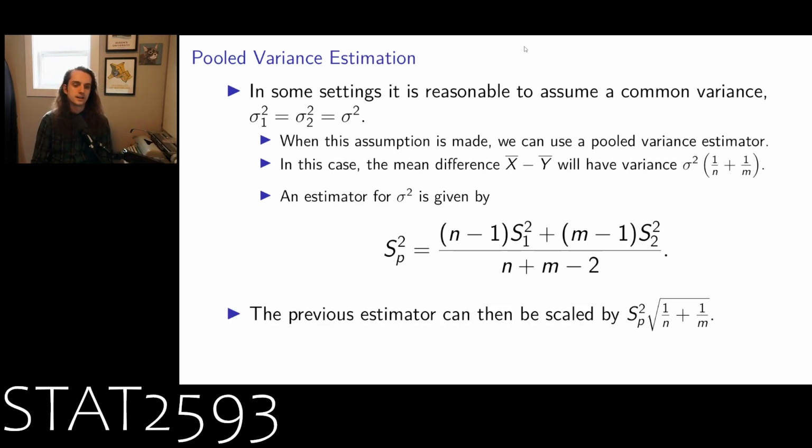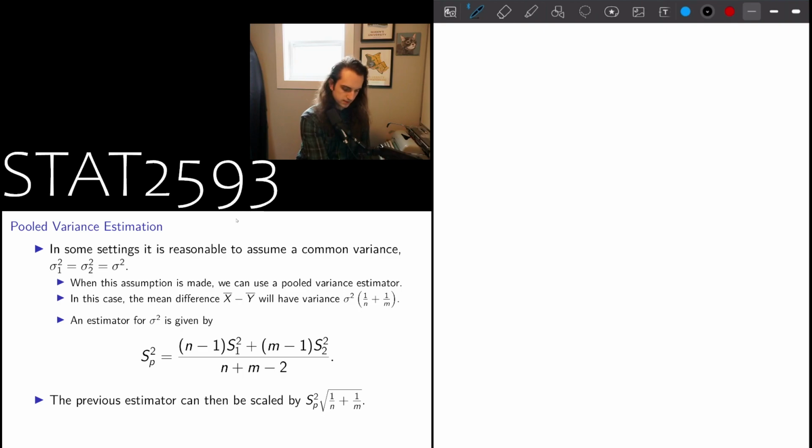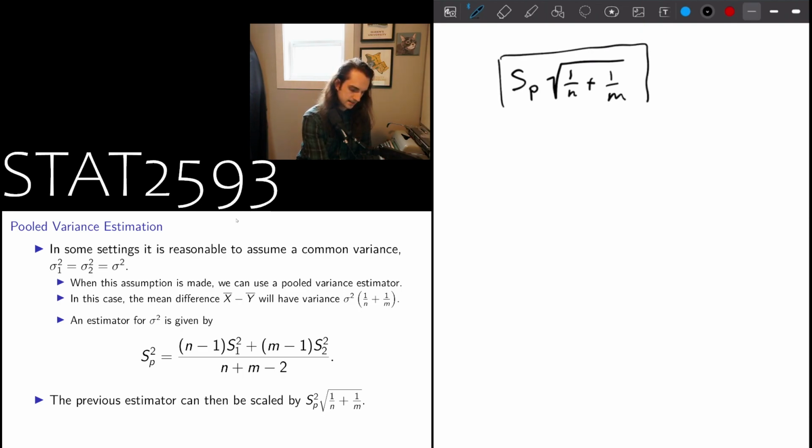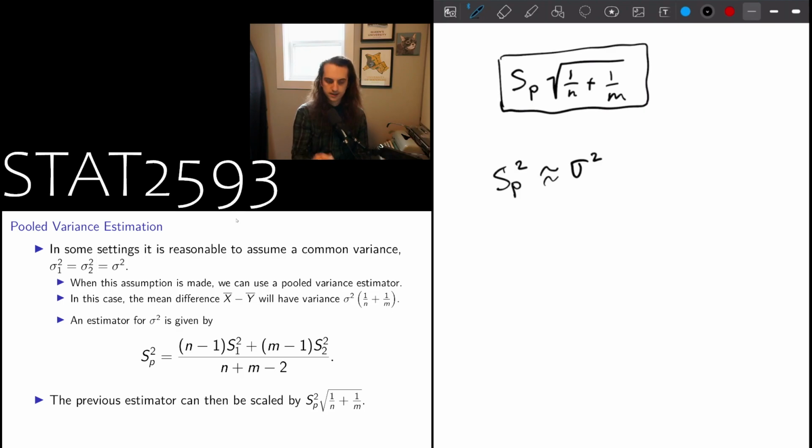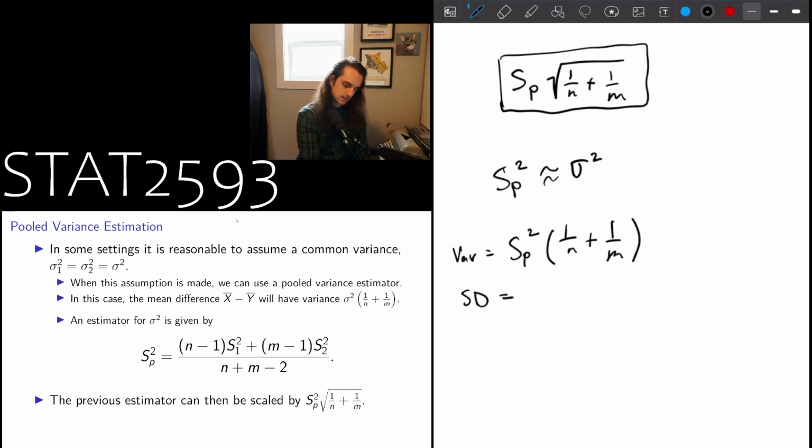We can then get the estimator being scaled by, in this case, our standard deviation. So it would be SP times the square root of 1 over n plus 1 over m. I'll fix that typo in the slides there. But the idea is that SP squared should be approximately the same as sigma squared. And so then the variance is going to be SP squared times 1 over n plus 1 over m. So that's the variance, and the standard deviation is going to be the square root of that quantity.